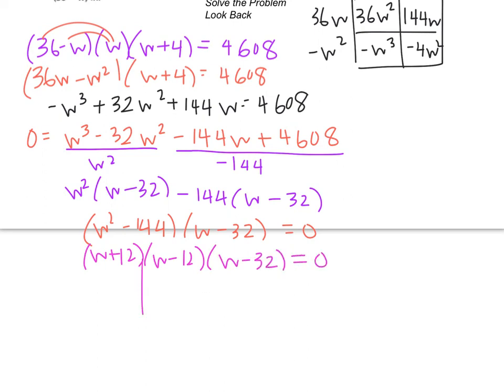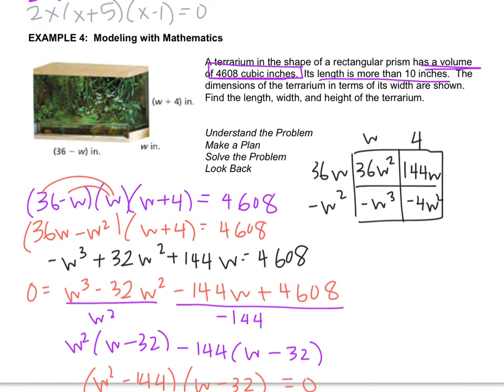Okay, so my 3 values of w are: w could be negative 12. Well, that's not possible because you can't have a negative width. W could be 12 or w could be 32. How does that help me? Well, if w is 12, then this is 12, 16, and 24. If w is 32, then this is 4, 12, and 36, but it says the length is more than 10, that fun fact from before, so therefore it can't be 32. So w has to be 12, so my dimensions are 24, 12, and 16.